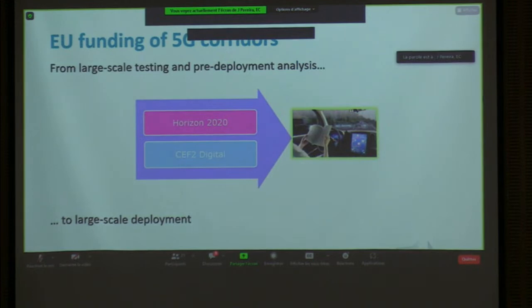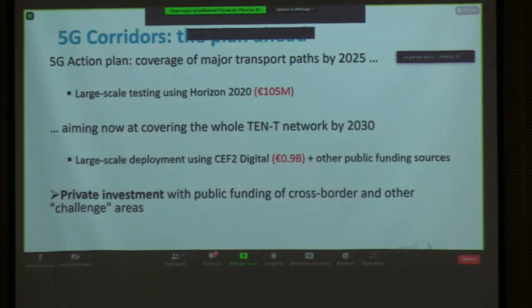The EU funding of 5G corridors, we started in Horizon 2020 from large-scale testing and pre-deployment analysis, and we are now moving with CEF2 Digital to large-scale deployment across Europe. We had, as I said, 5 million euros on large-scale testing in Horizon 2020, and in the context of the CEF2 Digital, we are aiming at large-scale deployment, and we are going to invest around 1 billion euros. So this is a 1 order of magnitude increase in investment because we are moving, as I said, from trials and large-scale testing into actual large-scale deployment across Europe.